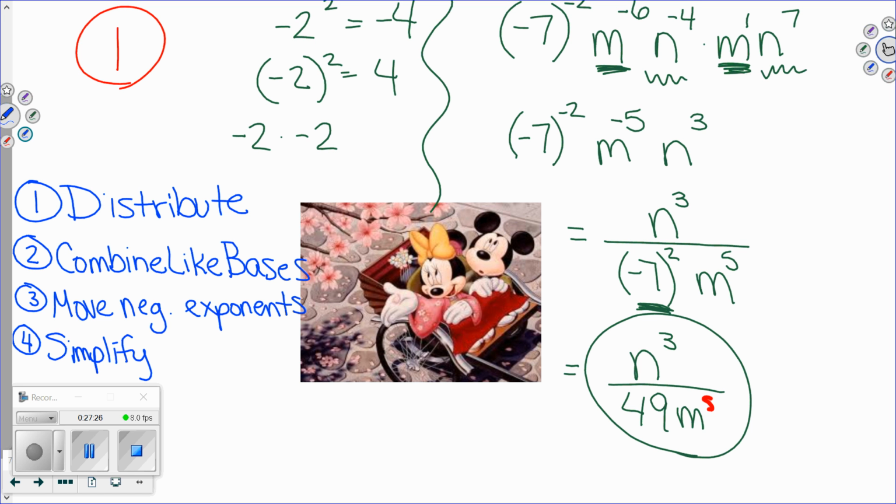Okay, so that's kind of like your plan of attack. Distribute if you have to. Combine any like bases that you have. Move my negatives then, if any are still there, and then just kind of simplify whatever I got going on. That could kind of entail a few different pieces. All right.